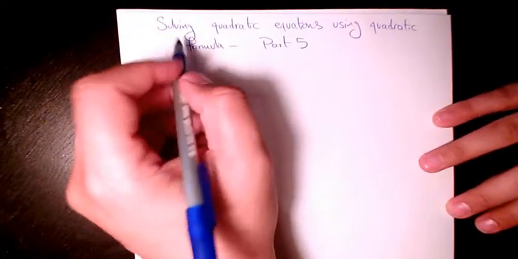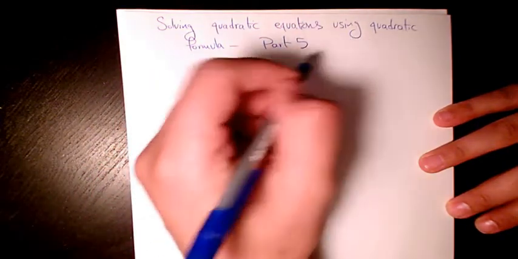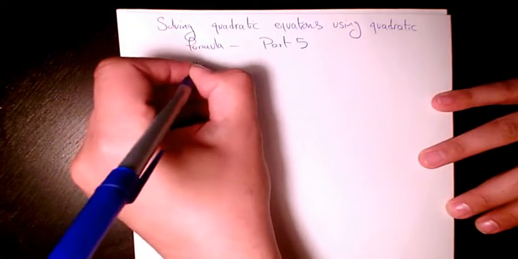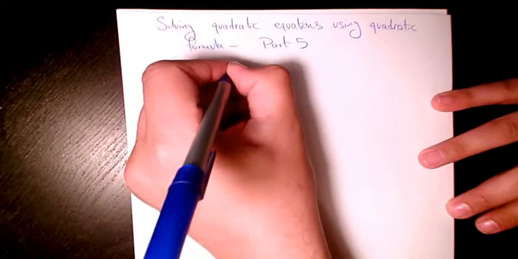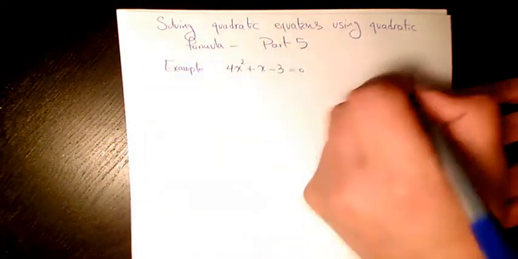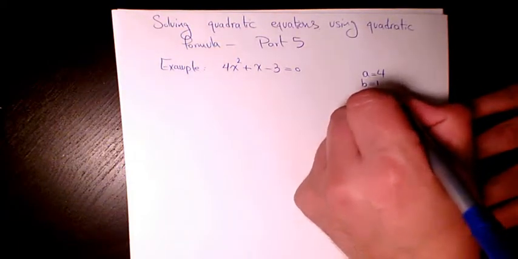In this video I want to show you some examples regarding solving quadratic equations using the quadratic formula. First example is 4x squared plus x minus 3 equals 0. So a is 4, b is 1, c is negative 3.